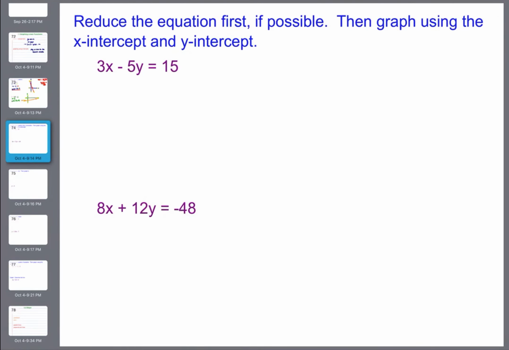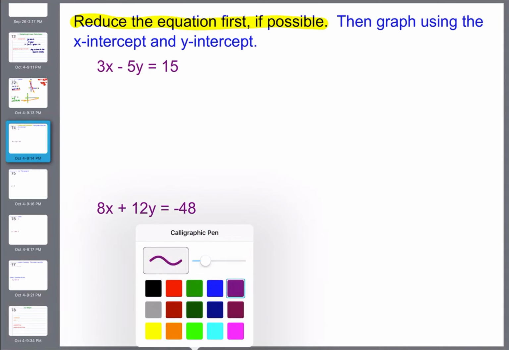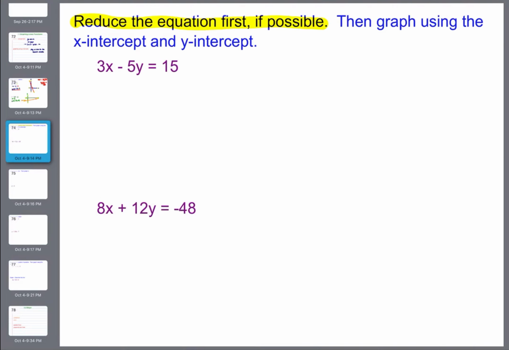So this time they want you to reduce the equation first if possible. You don't have y-intercept, so that's what we're going to start with. If we're going to graph by using the x and y intercept, that means I have to plug in zeros. Anytime you want intercepts, whether it's linear, quadratic, anything, you're always going to plug in a 0. So let's start with a 0 for x.